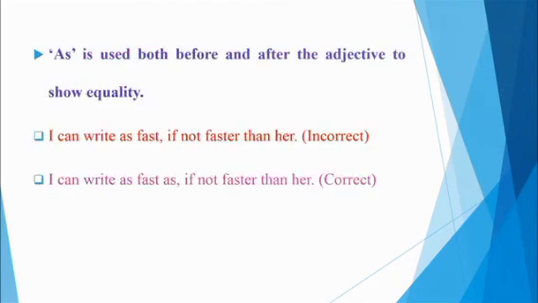The next rule is that as is used both before and after the adjective to show equality. Let's see the first sentence. I can write as fast, if not faster than her. Is that a correct sentence? No. The correct sentence is I can write as fast as, if not faster than her.